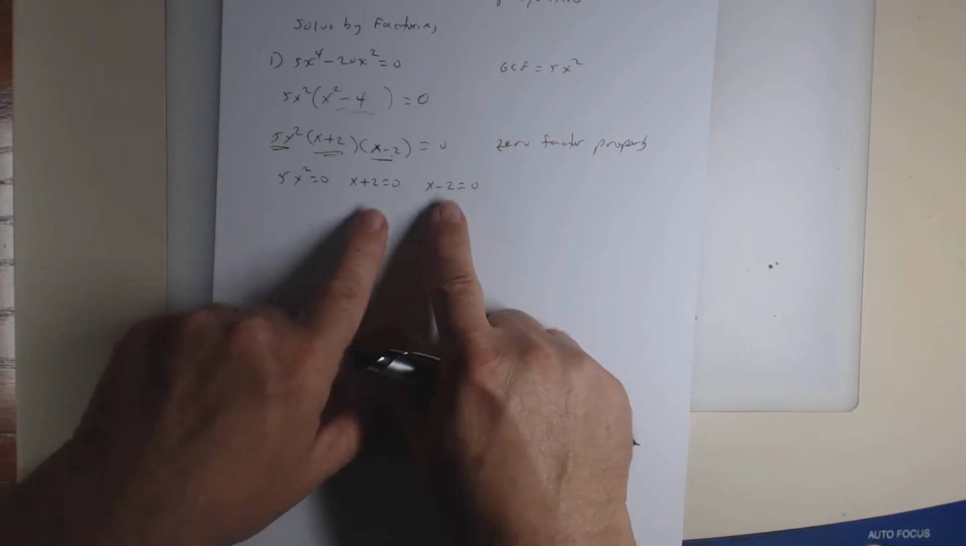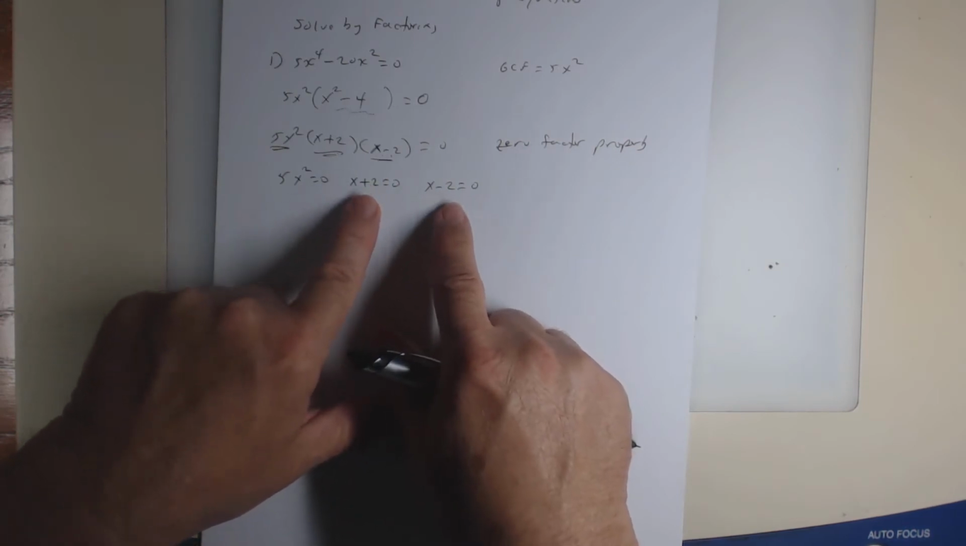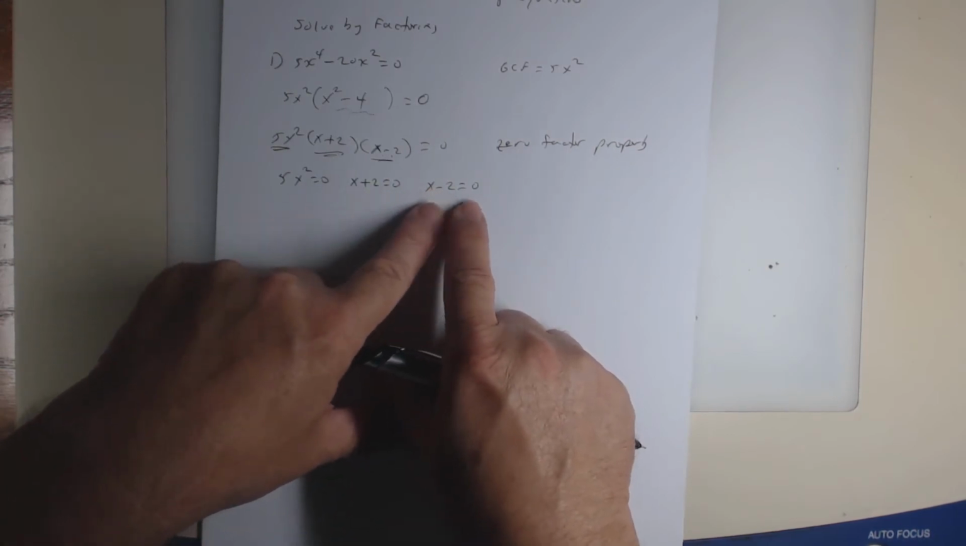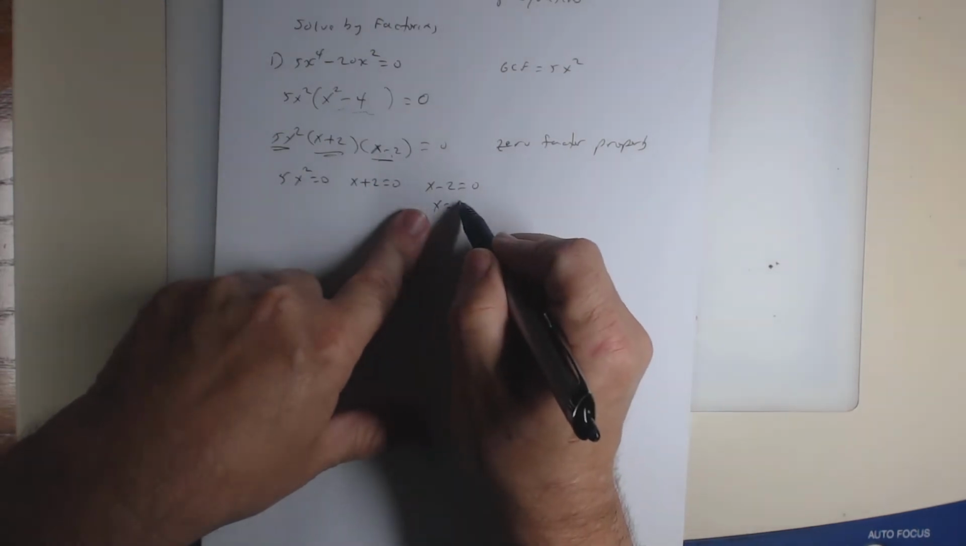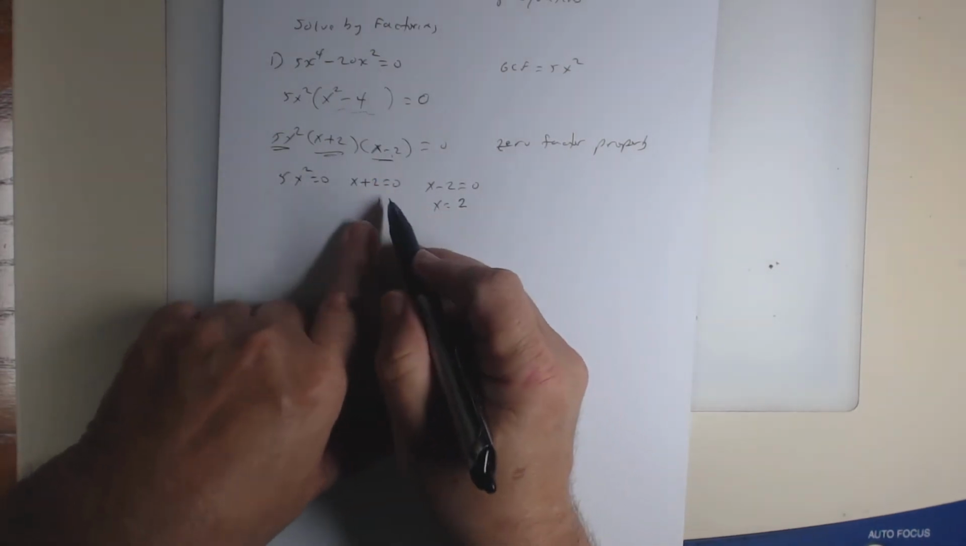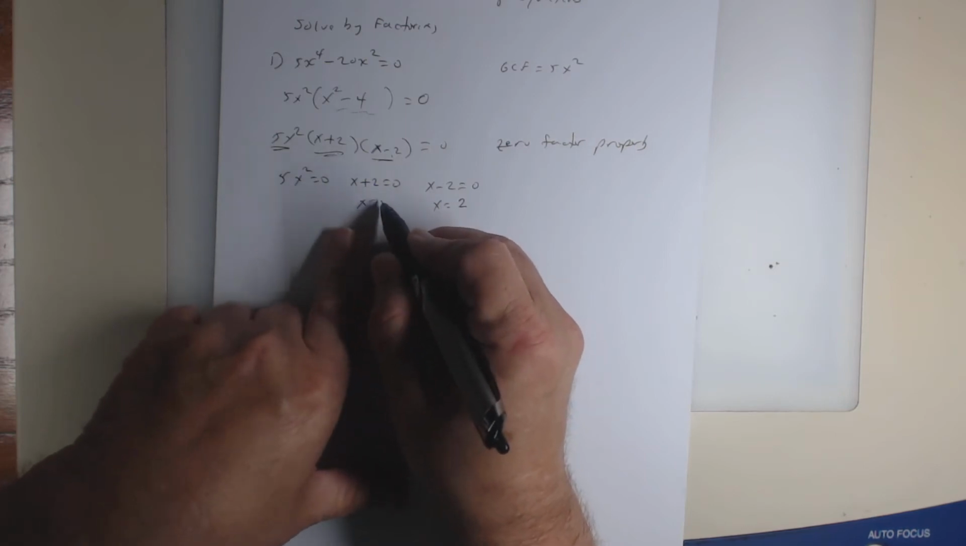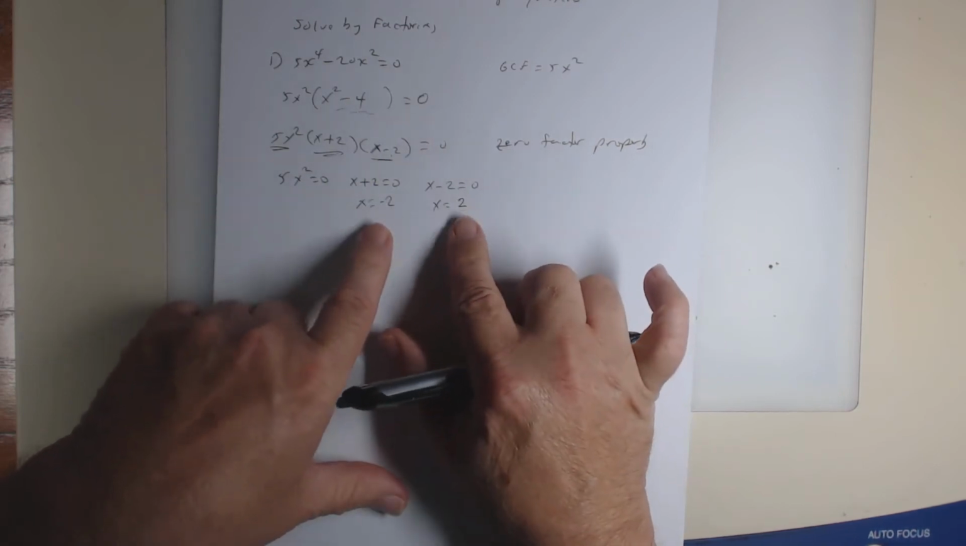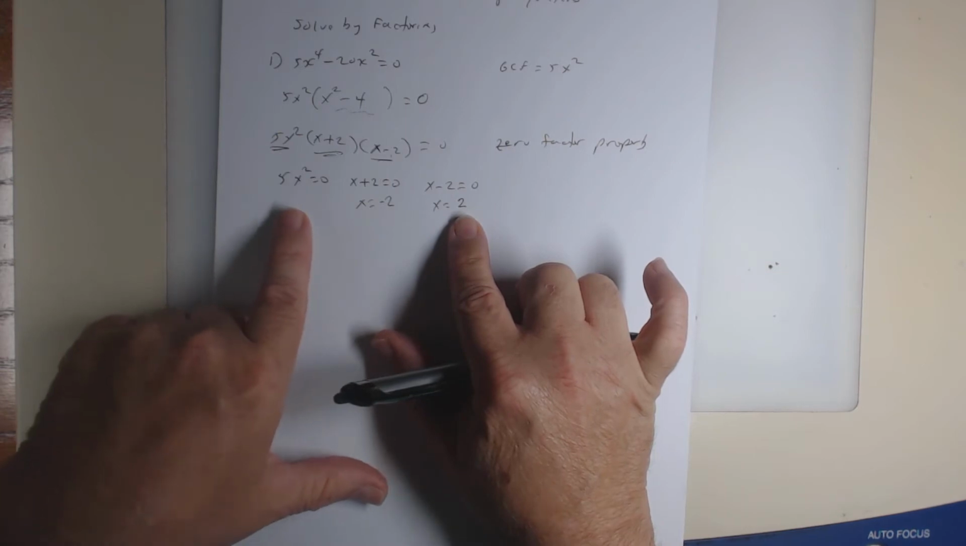Now I'm going to go to these two first. Those are the easier ones because those are linear. If x minus 2 equals 0, then what must x equal? 2. Okay, it's 2, right? If x plus 2 equals 0, then what must x equal? So those are two of my solutions. Now let's look at this one.